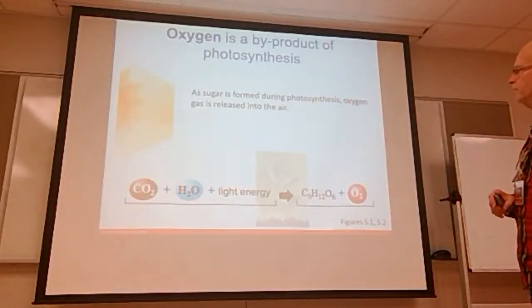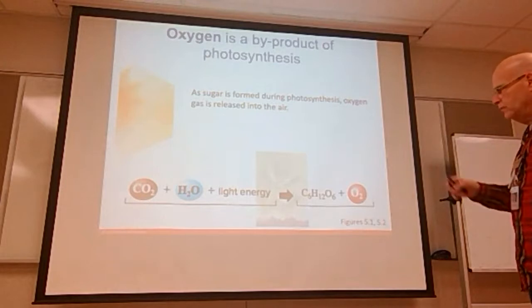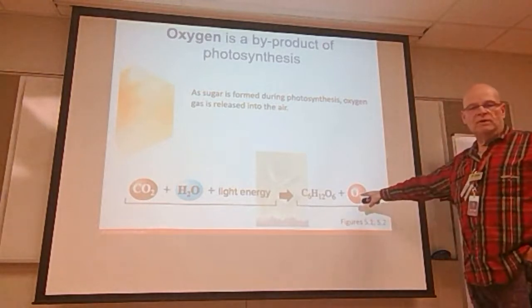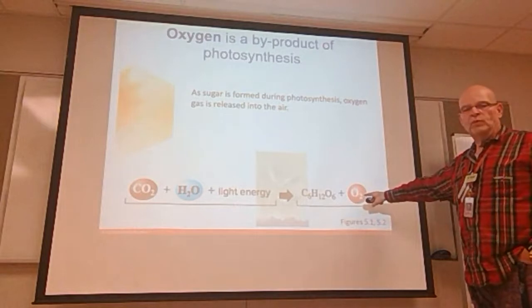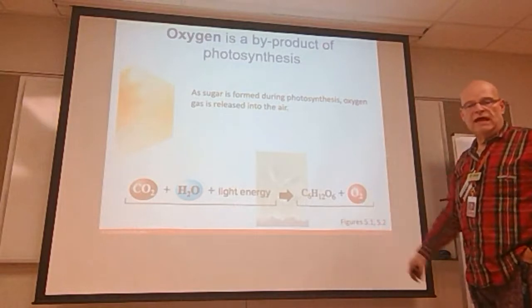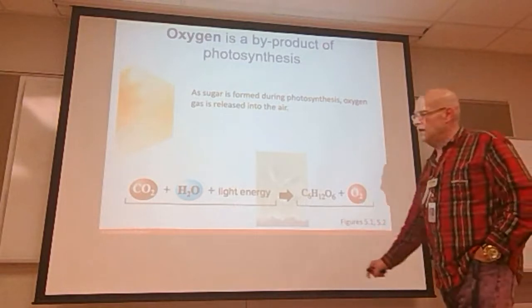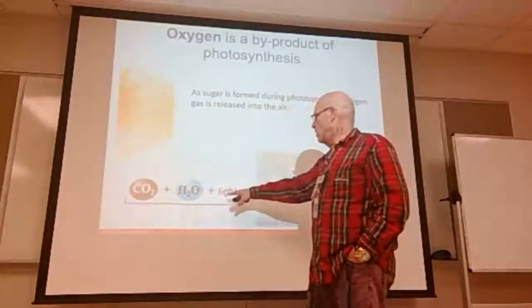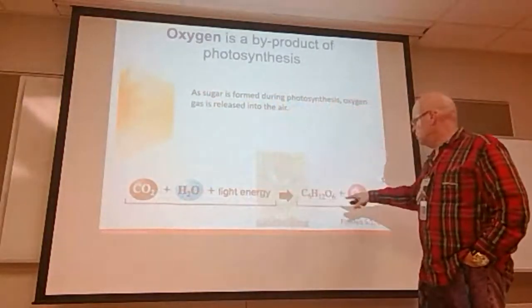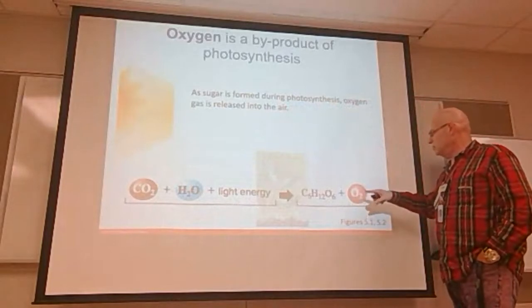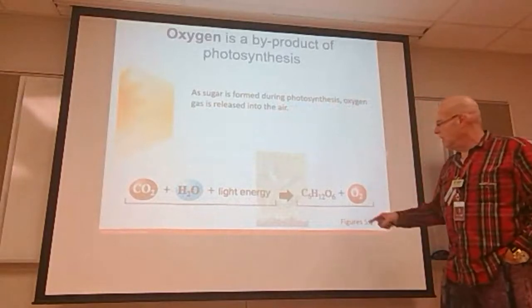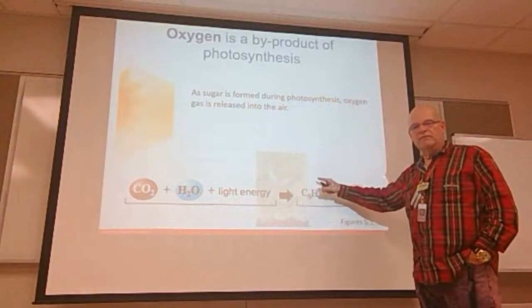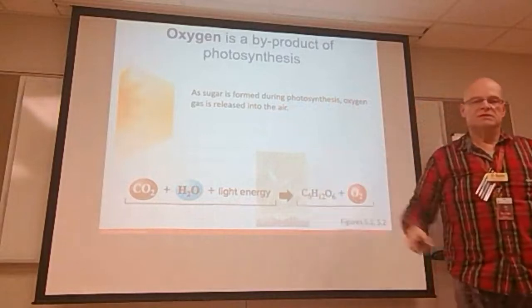As sugar is formed during photosynthesis, oxygen gas is released into the air. So here's the oxygen gas that you and I breathe. When we then turn around and exhale, one of the gases we exhale is carbon dioxide. And here's the carbon dioxide. So carbon dioxide, water, and light produce sugar and oxygen. We then use the oxygen. We consume this, and in the metabolism of this, we produce CO2.